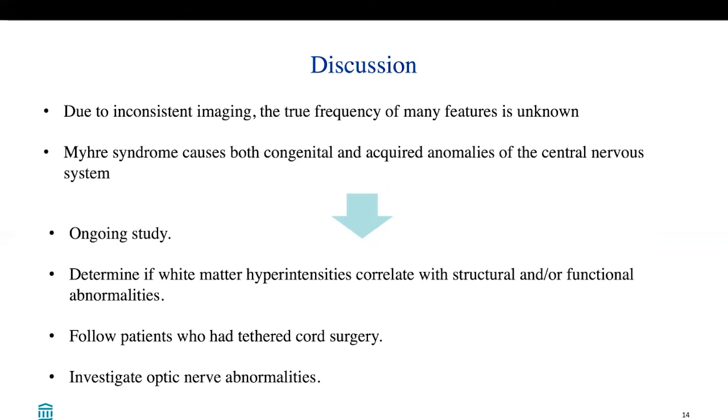While we are still collecting and analyzing data, we defer recommending brain and spinal cord imaging as routine surveillance, which I'll talk a little bit more about on the next slide. However, we do encourage prompt spine MRI imaging for patients with symptoms or signs of cord tethering.